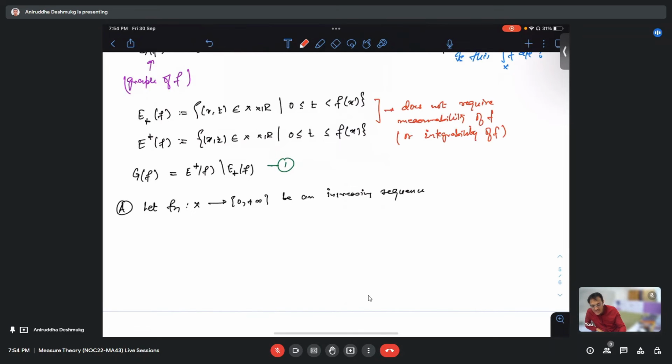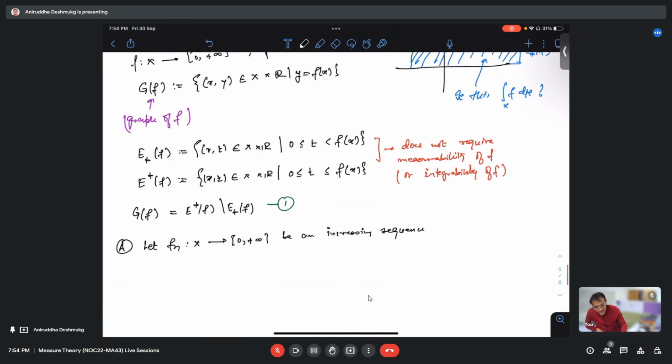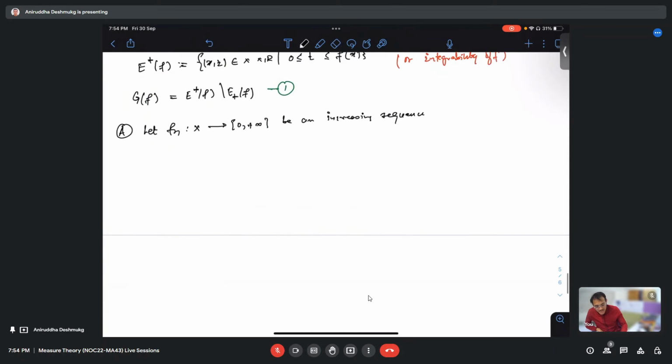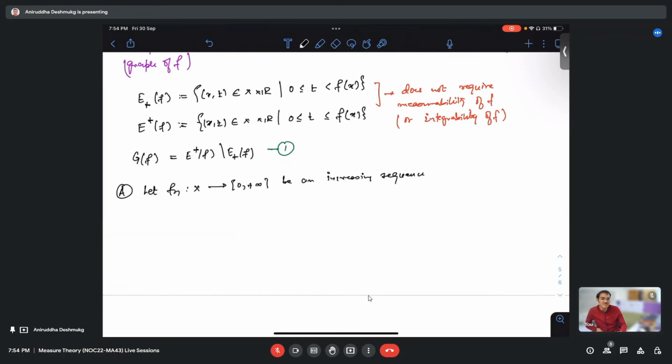We can just define this E lower star and E upper star of f. They can be defined for any f. And in fact, for any f, the graph of f can be written like this. So all these definitions and conclusions are independent of measurability. So in this result, I'm not going to assume that f_n is an increasing sequence of measurable functions. I'm just going to assume that it is an increasing sequence. That means f_n at x is less than or equal to f_{n+1} at x for every x, and let f_n converge to a function f pointwise.